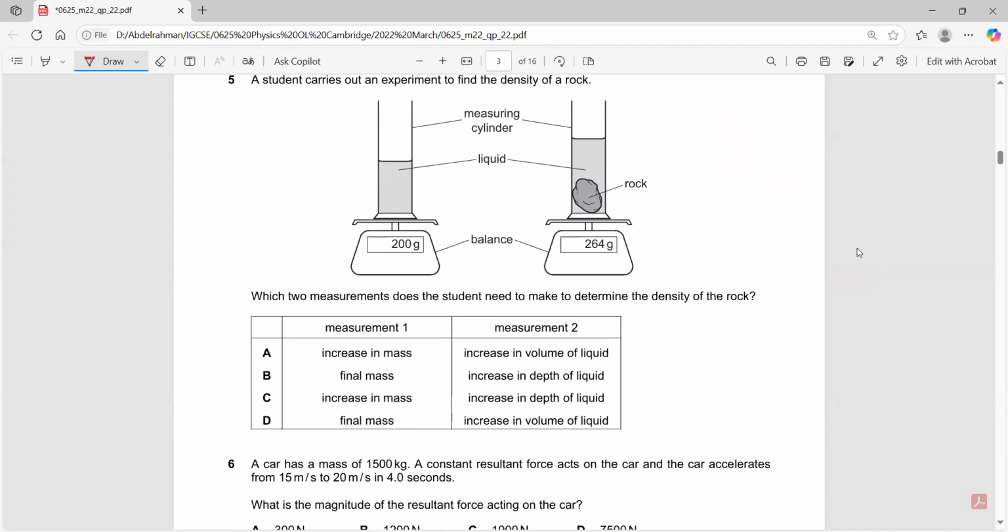A student carries out an experiment to find the density of a rock. Which two measurements does the student need to determine the density? Density equals mass over volume. So you need the increase in the mass and the increase in the volume, that is, the increase in the depth of the liquid, or the volume of the liquid, right?